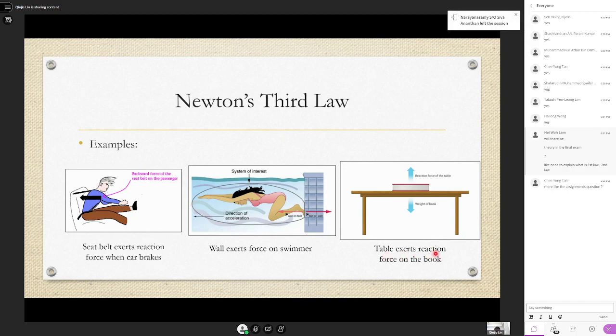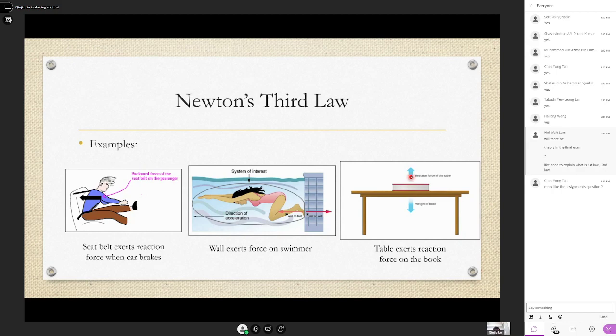Table exerts reaction force on the book. So if you place a book on the table, there is weight going downwards. Right, the weight is pulling the book downwards. But because the book is applying a force on the table, it also means the table is applying a force back onto the book in the opposite direction.